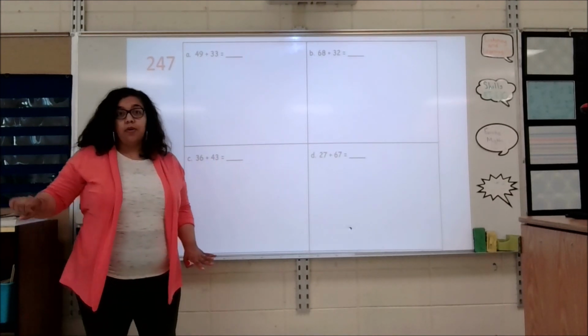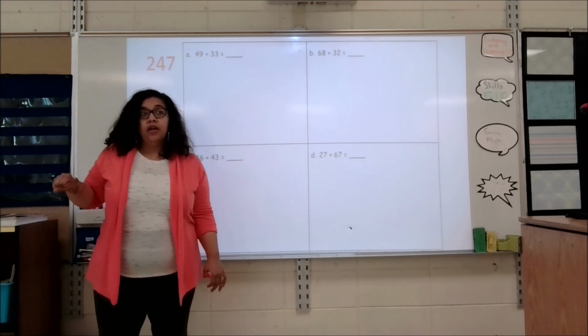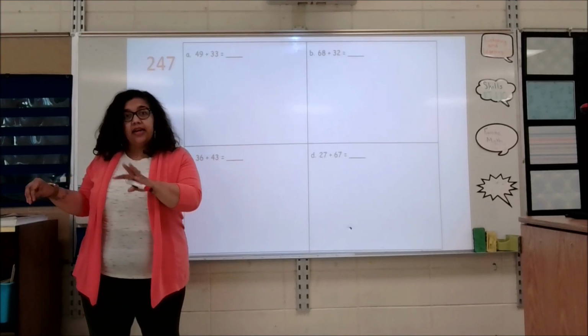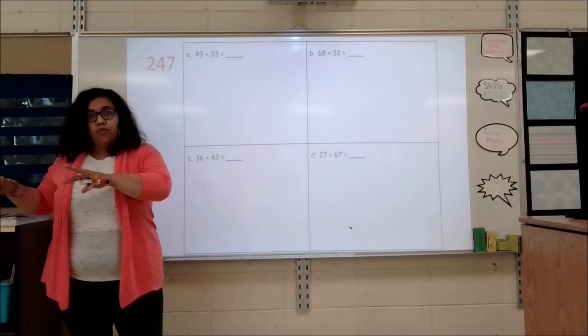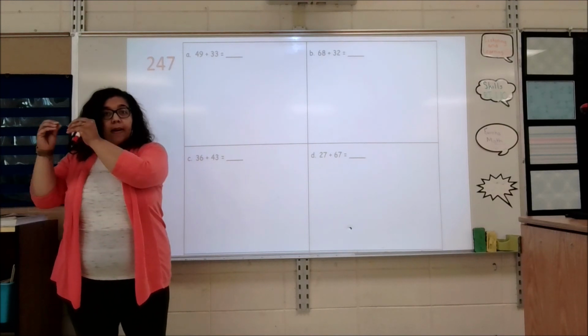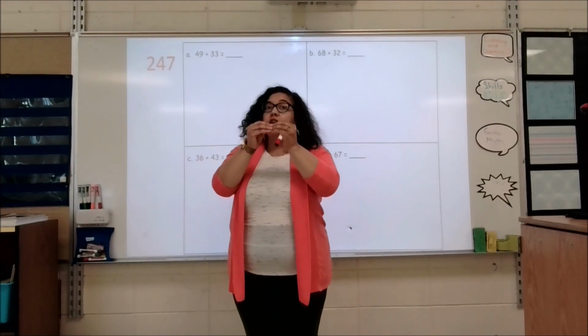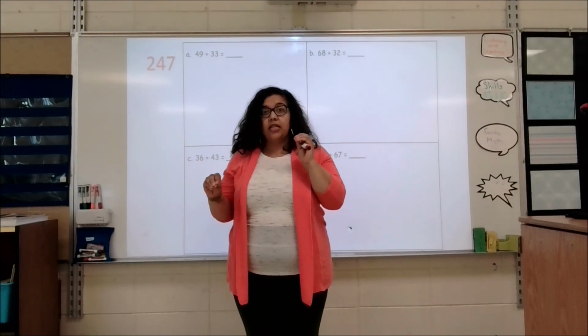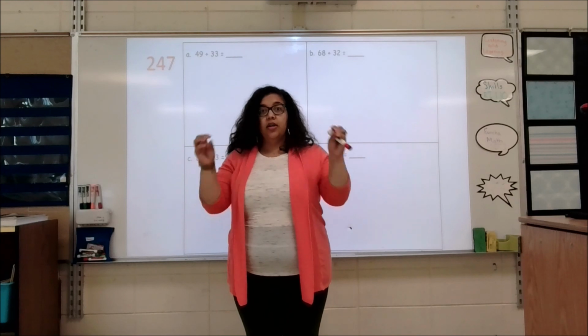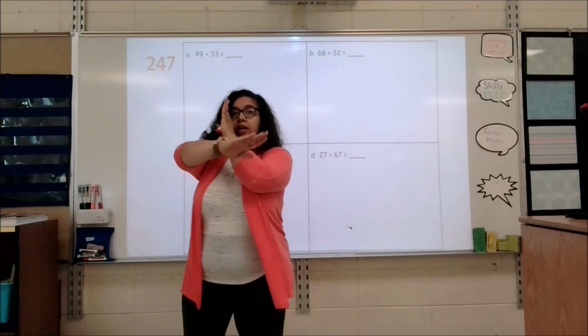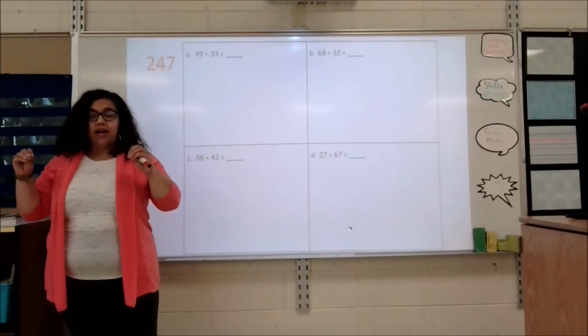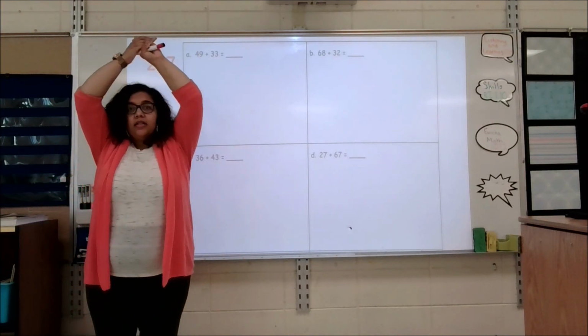49 is our first part. We are going to take 49 and draw the pieces, the tens and the ones. This 49 is 4 tens and 9 ones. We are going to draw the second part, 33, which is the pieces, 3 tens and 3 ones. 33 and 49 come together to make the whole.